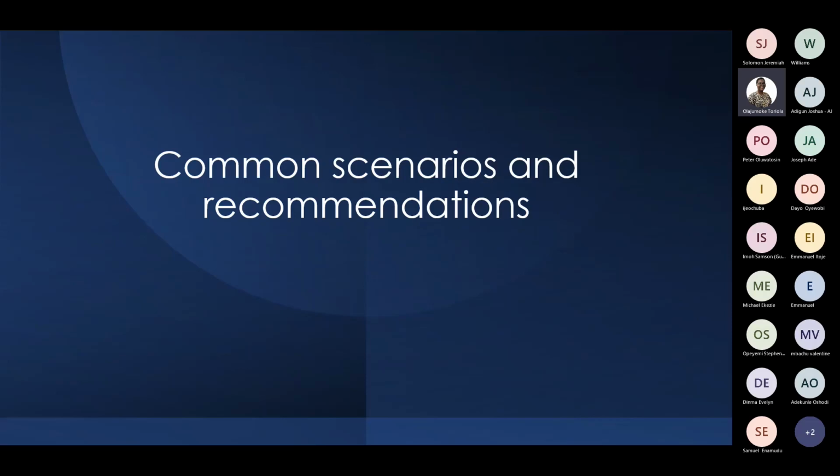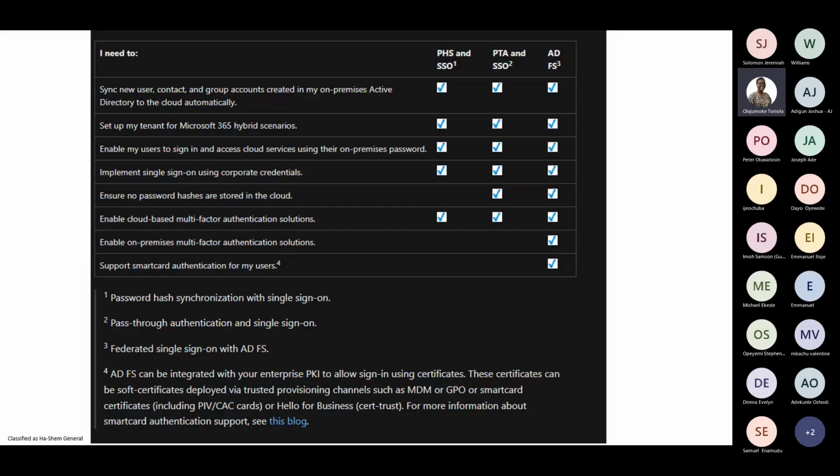Now, common scenarios and considerations when you are selecting between these three types of authentication. I hope you can see my screen. Oh, good. I think it came out bright. I was actually bothered when I took the snapshot online. So this is your password hash synchronization and single sign-on. And then this is pass-through authentication and single sign-on. And then this is your Active Directory Federation Services.